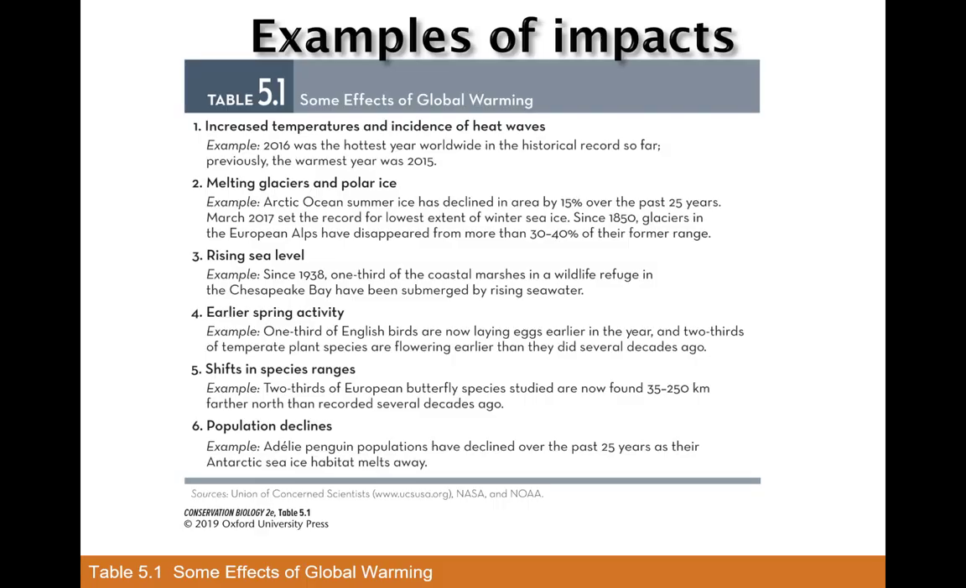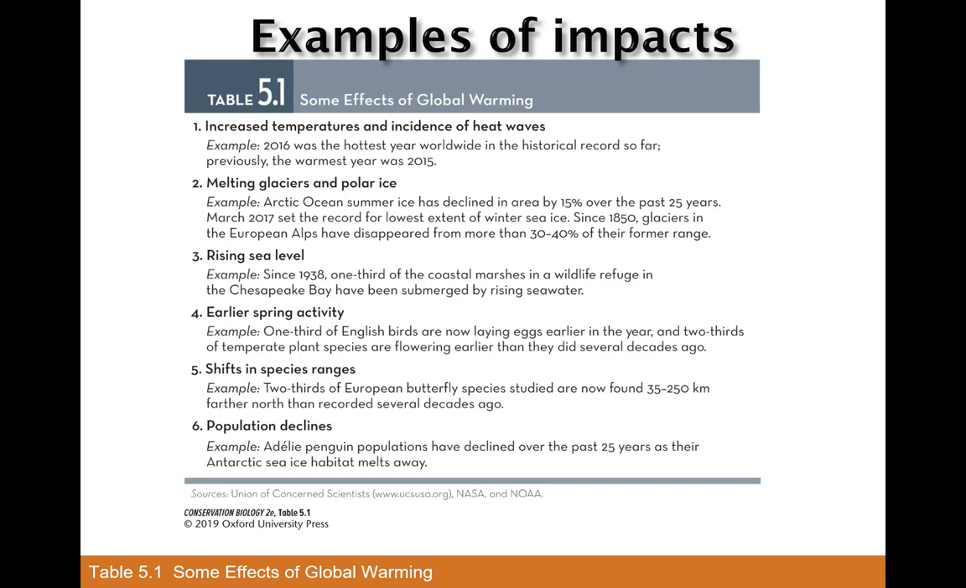And then there's a variety of different impacts that are going to happen because of climate change. Increased temperatures, incidences of heat waves. 2016 was the hottest year worldwide. 2021, if you recall, in the Pacific Northwest of the United States had some of the hottest temperatures ever recorded, 115, 116 degrees. I happened to actually be down there visiting family at the time, and those temperatures are more seen in places like Arizona. We also have melting glaciers and polar ice, which is widely understood and seen in Alaska. Rising sea levels can then impact coastal ecosystems as well as human activities.